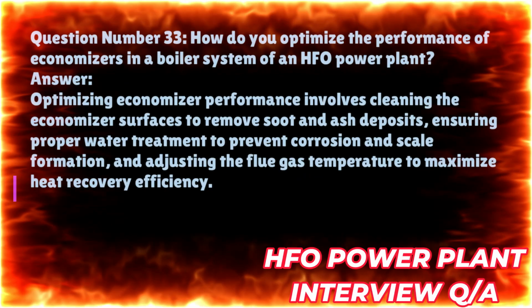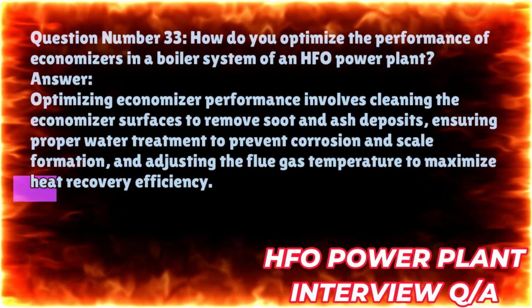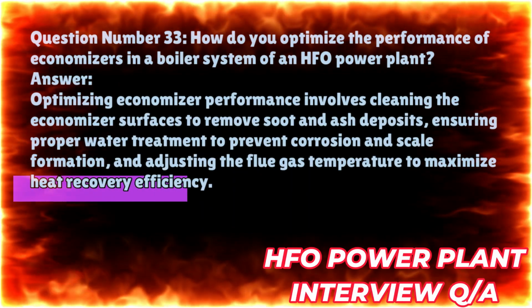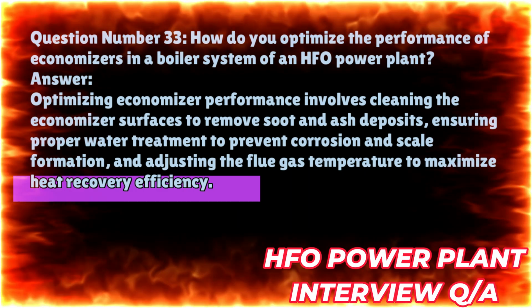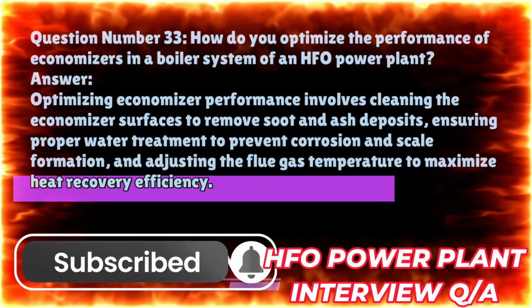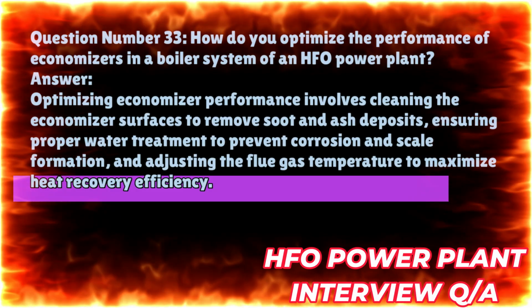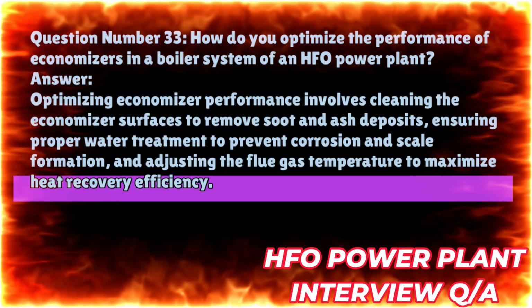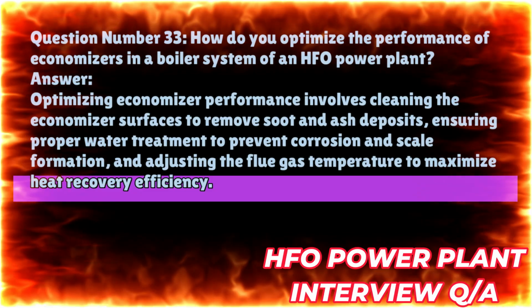Question number 33. How do you optimize the performance of economizers in a boiler system of an HFO power plant? Answer. Optimizing economizer performance involves cleaning the economizer surfaces to remove soot and ash deposits, ensuring proper water treatment to prevent corrosion and scale formation, and adjusting the flue gas temperature to maximize heat recovery efficiency.